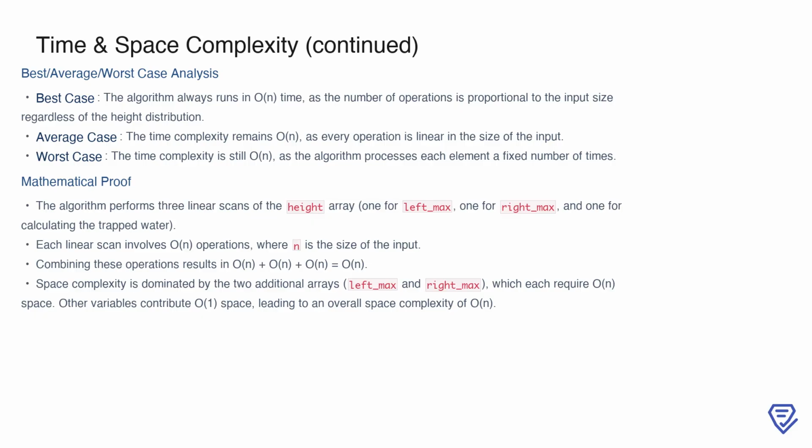On the space complexity side, the dominant factor is the storage for the left_max and right_max arrays, each requiring O(n) space, while the additional variables contribute only O(1). This confirms an overall space complexity of O(n).